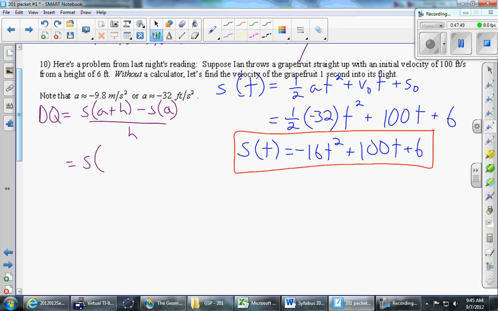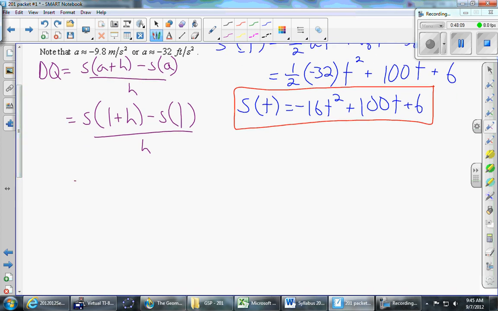So we're doing S of 1 plus H minus S of 1, and it's divided by H. Don't feel like we need to plug a number in for that H. That H is going to be with us for almost the entire problem. Okay, S of 1 plus H. Well, let's start with S of 1. That part's easier. Can we find S of 1 without a calculator? A couple of folks say 90. You good with that? All right, so that's 90.